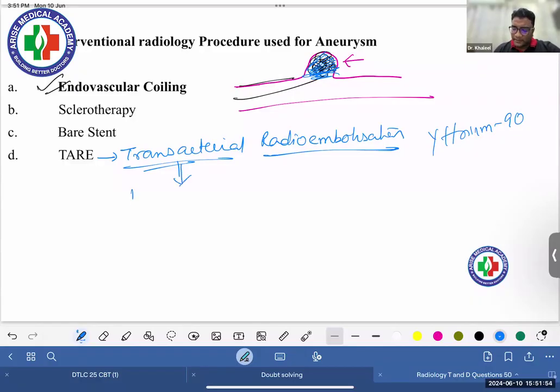This is used in the hepatic artery. The transarterial is in the hepatic. And what does the hepatic artery supply? The HCC, right? So you enter into the hepatic artery and do radioembolization with yttrium for HCC. So TARE is a procedure that is done for hepatocellular carcinomas.